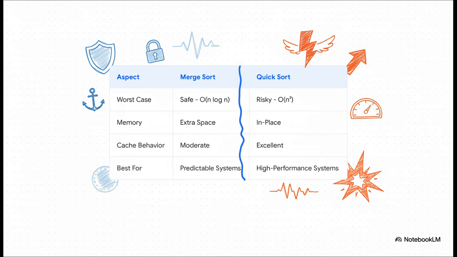Merge sort is the safe bet. Its worst case is a guaranteed O of n log n, no matter what. But it pays for that safety. It needs extra memory, and its cache behavior is just okay. So the trade-off is right there. You use merge sort for systems that demand predictability. You use quicksort for systems where raw average speed is what you care about most.